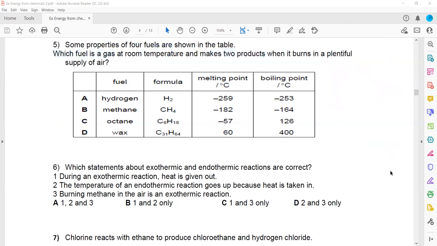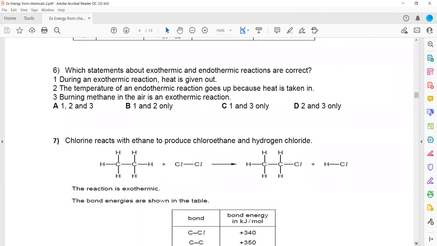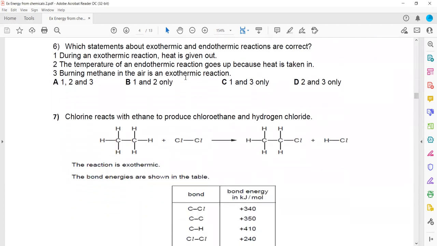Another question, question 6. Which statement about exothermic and endothermic reactions is correct? In an exothermic reaction, heat energy is given out. That's correct. The temperature of an endothermic reaction goes up? The temperature does not go up, because they're talking about the temperature of the solution, not the substance.